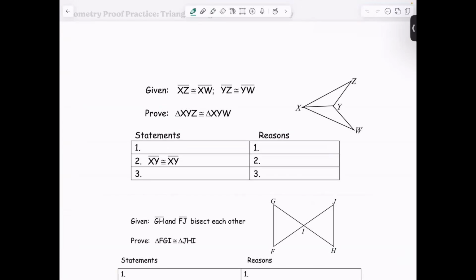Angie here with Angie's Beyond the Lecture, and today's topic is going to be geometric proofs. More specifically, we're covering triangle proofs, and then I also have a similarity proof at the end here.